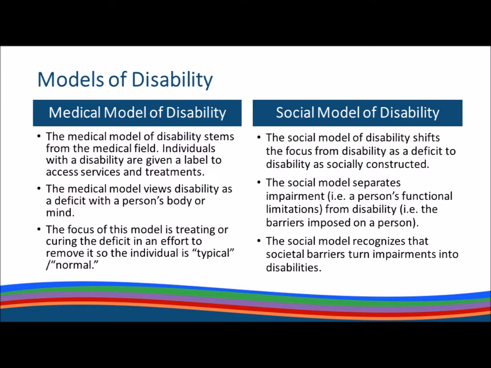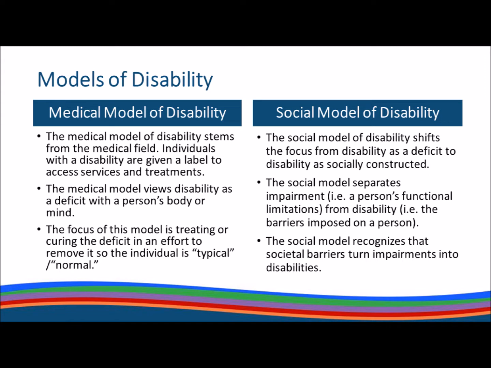Now let's consider two historic models of disability, the medical model and the social model. The medical model of disability stems from the medical field. Individuals with a disability are given a label, and that label is what allows them to access services and treatments. The medical model views disability as a deficit with a person's body or mind. And the focus of this model is usually treating or curing the deficit in an effort to remove it, so the individual is typical or normal.